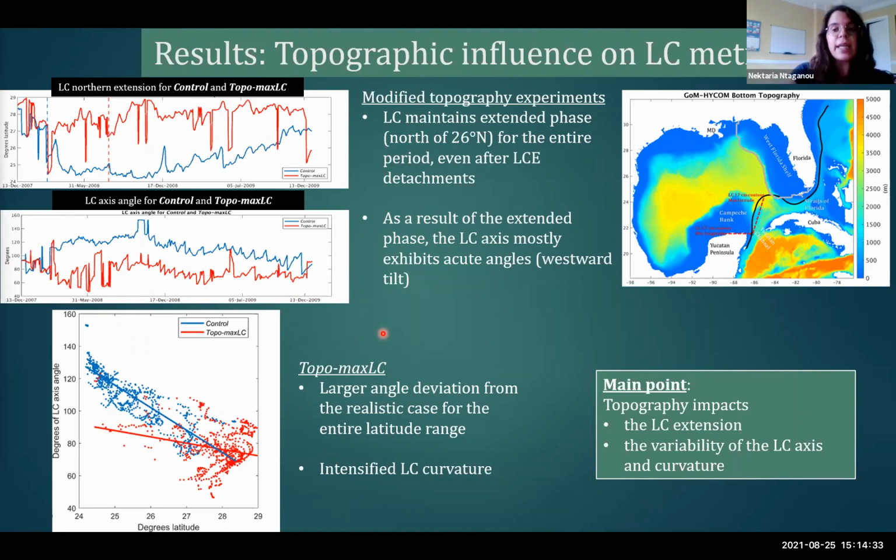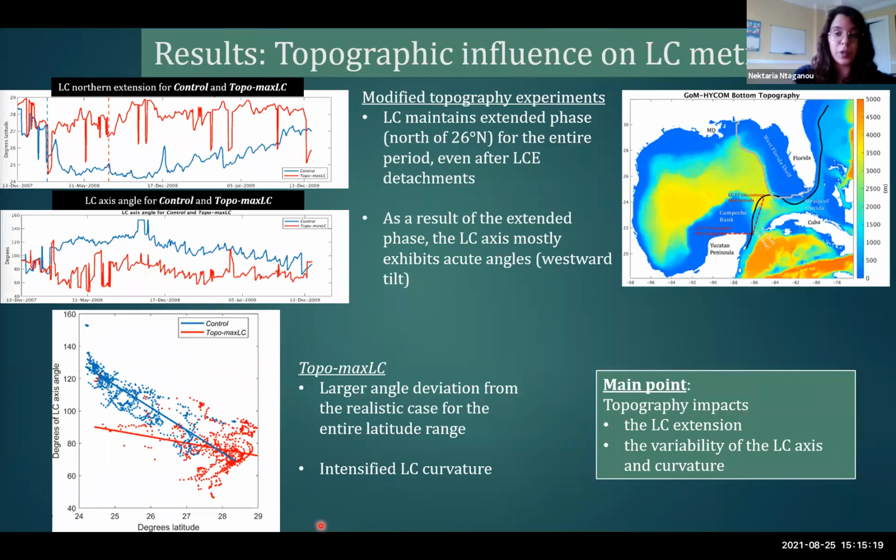If we look at the relationship between the axis angle and the loop current extension at the lower panel, it's shown that it is mostly inversely proportional for the control experiment shown in blue, but in the TopoMax C, there is a large angle range for latitudes over 27 north, meaning that when the loop current is extended, its axis moves around covering this large range of angles, which means that its curvature is intensified. So the main point is that the topography impacts both the loop current extension and the variability of the LC axis and curvature.